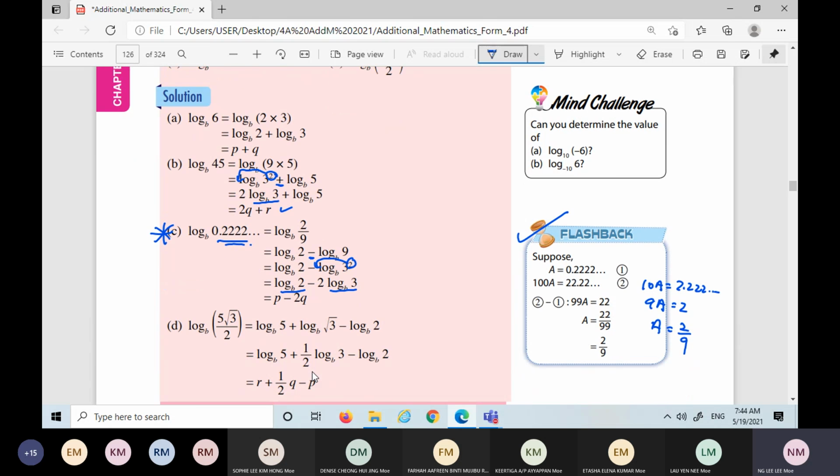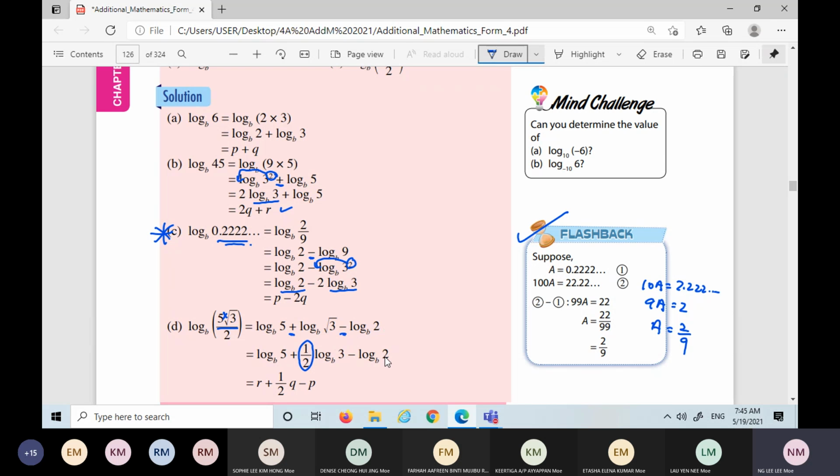Okay, this is the last one. 5 and then square root of 3. This one means 5 times square root of 3 divided by 2. Break it into 3 logs. So here is times, so here is plus. Here is divide, then here is minus. So 5 is in the list. Square root of 3 is a power half, so the half you move it in front.